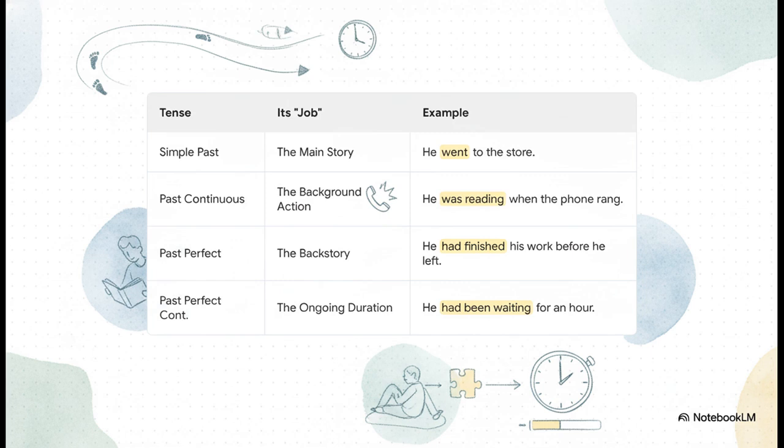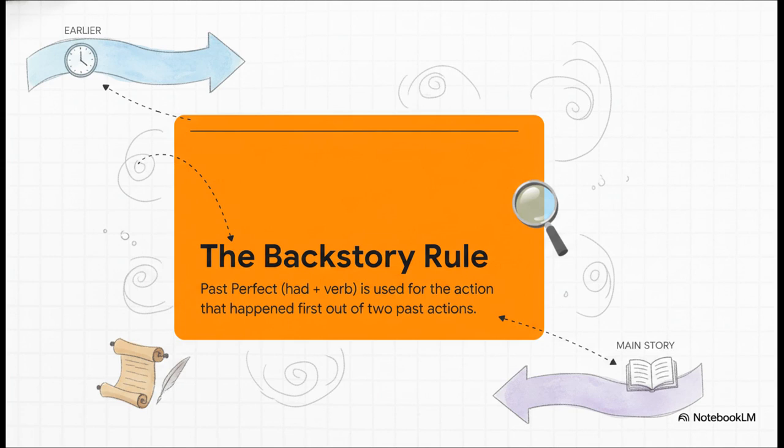And the past perfect? Ah, that's my favorite. That's the backstory, the flashback. It's for the event that happened before your main story even started. And finally, past perfect continuous is for telling us how long something had been going on. Let's really zero in on the most powerful one, the past perfect. I like to call this the backstory rule.